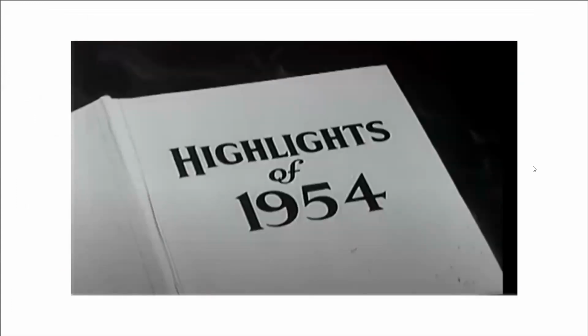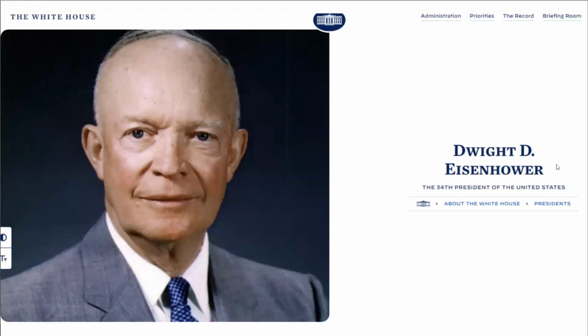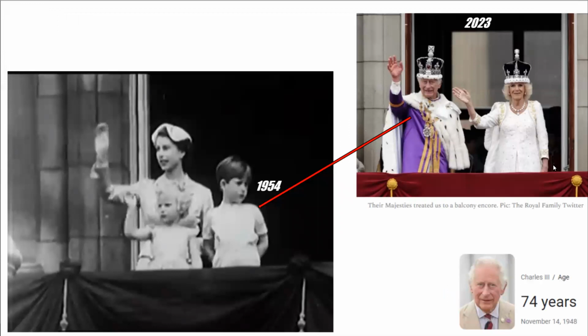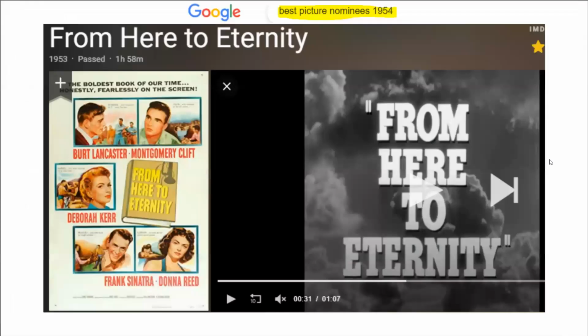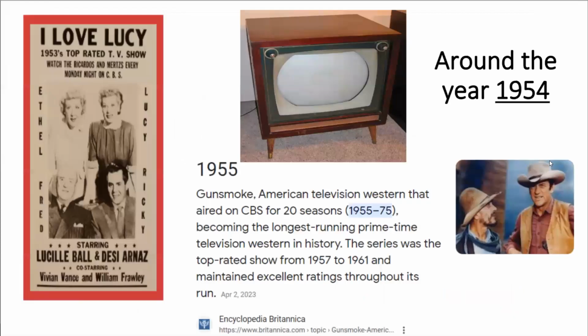In 1954, the President of the United States was Dwight Eisenhower. The current King of England was 6 years old. A movie that was pretty popular during that time was From Here to Eternity. I Love Lucy and Gunsmoke were 2 very popular TV shows. And if you had a floor model television, it may have looked something like the picture in the middle of the screen here in the 1950s.